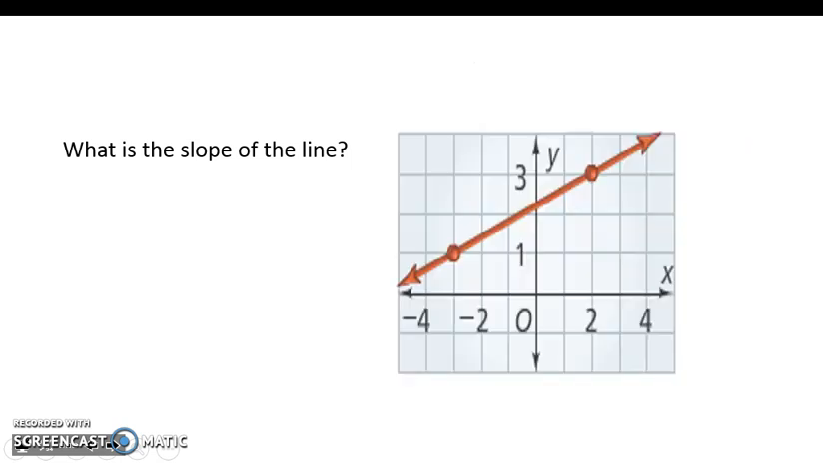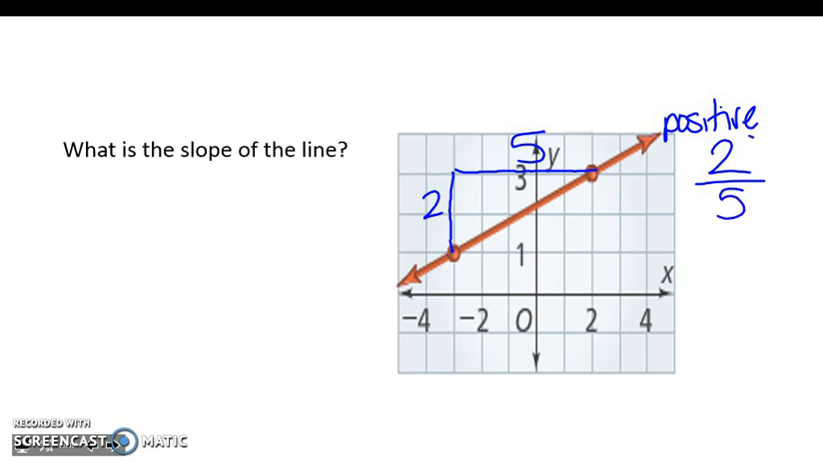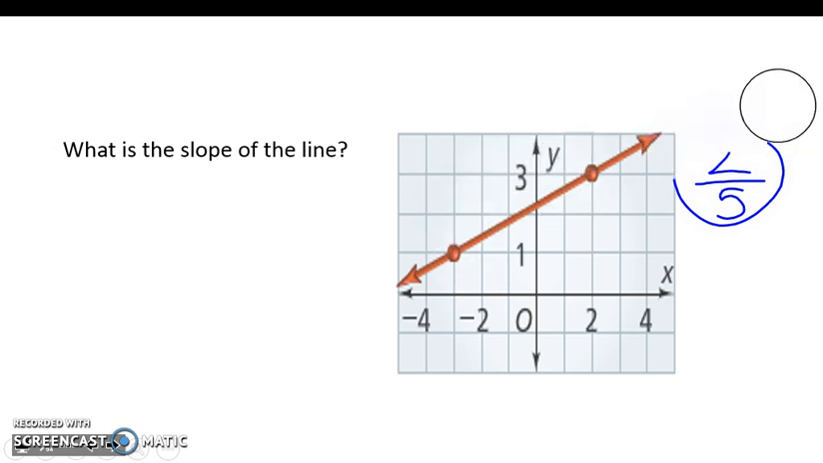All right, slope of this line. So positive line. It's going up and to the right. So then I'm going to count up 2, right 5. So 2 over 5. Again, I hope you guys remember this from last year. That should be a major review for you. Okay.